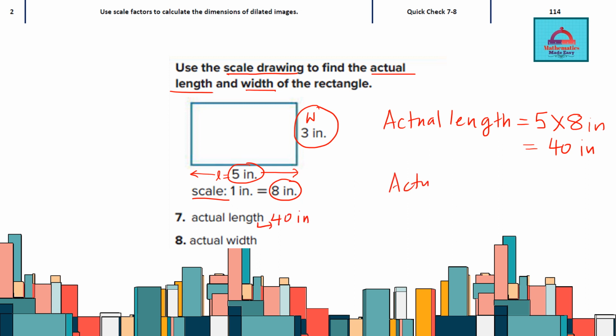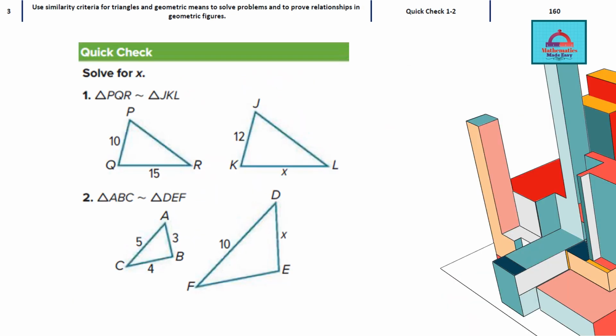Now we calculate the actual width. The actual width will be calculated using 3, this number, and then 1 inch is denoting 8 inches. So 3 inches will actually be 3 multiplied by 8 inches. So that's 24 inches. The answer for actual width is 24 inches.